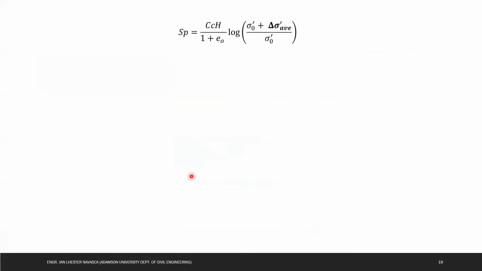Okay, so this value of 16.5 kilonewton per square meter will now be used in this equation. So just simply use that Simpson's approximation for this value. So therefore, the same setup. Plug in the value of compression index, the thickness of the clay layer, your in situ void ratio, your effective stress at the middle of the clay layer, and the delta sigma prime average using the Simpson's approximation.